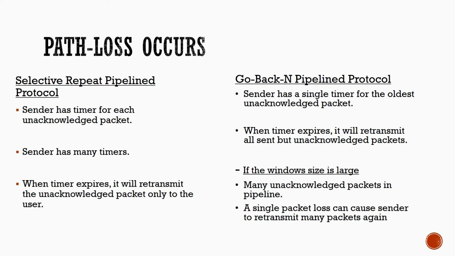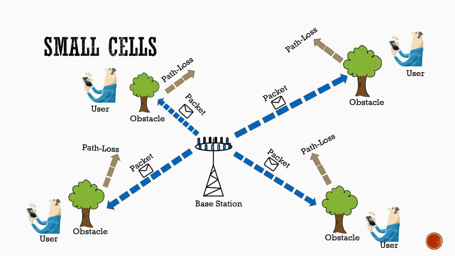And what if the network uses go-back-N pipeline protocols? When timeout occurs, the sender has only a single timer for the oldest unacknowledged packet. When the timer expires, it will retransmit all sent but unacknowledged packets. If the window size is large, there will be many unacknowledged packets in the pipeline. So a single packet loss can cause the sender to retransmit many packets again. We cannot overlook the cost and energy consumed by this retransmission process, and we want to have a solution for it for the incoming 5G network.